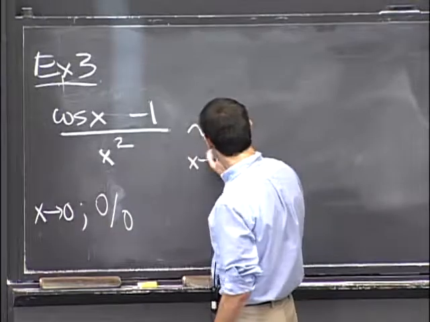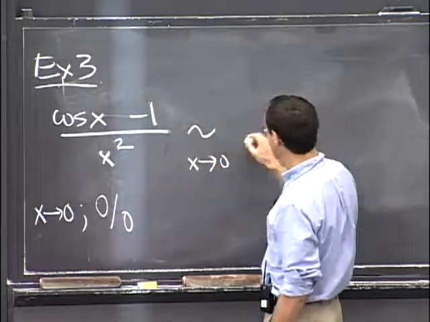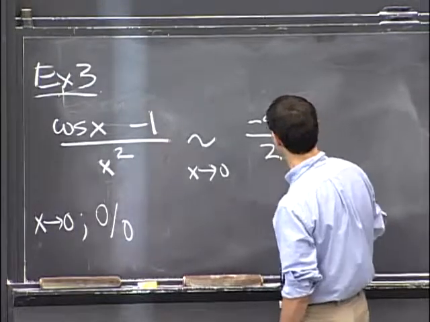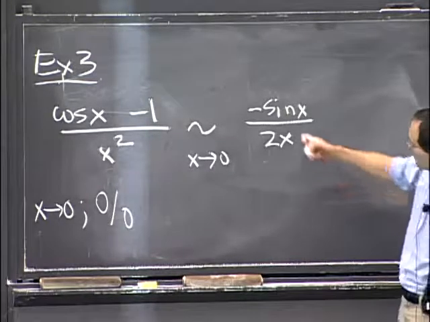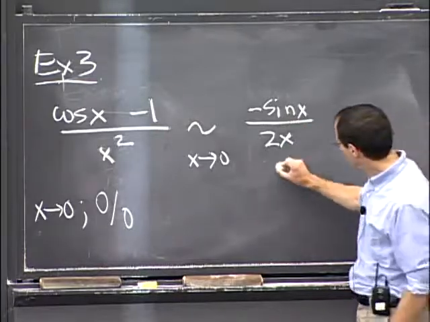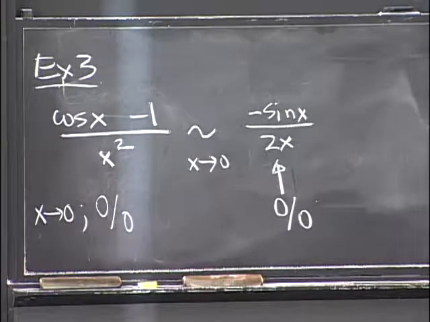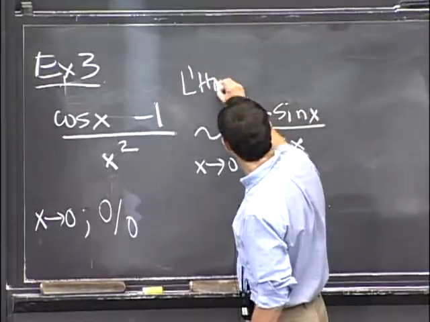So as x goes to 0, this is going to behave the same way as differentiating numerator and denominator. So again, this is going to be minus sine x in the numerator. In the denominator, it's going to be 2x. Now, notice that we still haven't won yet, because this is still of 0 over 0 type. When you plug in x equals 0, you still get 0. But that doesn't damage the method. That doesn't make the method fail. This is 0 over 0. We can apply L'Hopital's rule a second time.